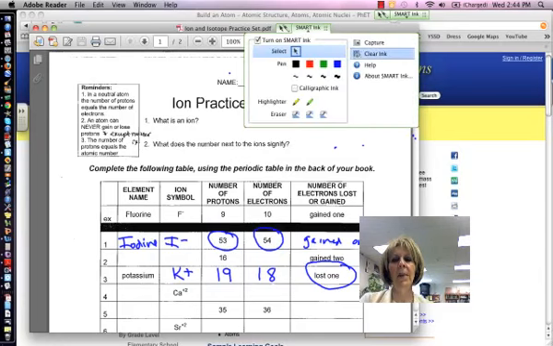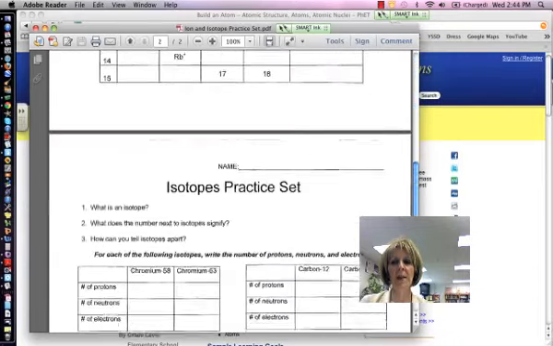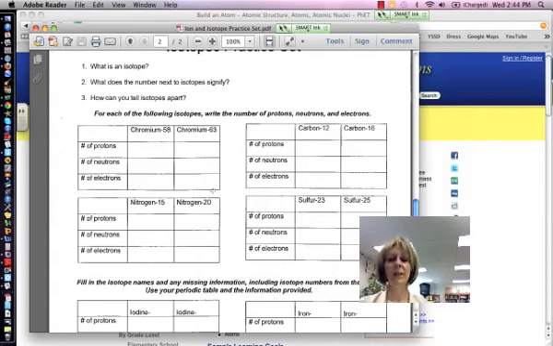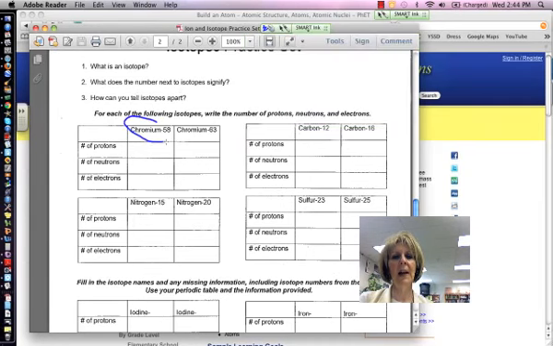So now let's take a look at the isotope page. Isotopes, remember, are atoms that have different numbers of neutrons. Okay, so here is the shortcut way of writing an isotope symbol. That number right there is the mass number. And the mass number is the number of protons plus neutrons.